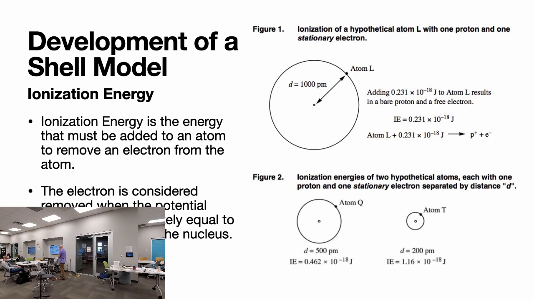Okay, so here's our scenario. We've got 3 atoms here: atom L, atom Q, and atom T. In atom L, there's a distance between the nucleus, which has 1 proton, and 1 electron. The distance between them is 100 or 1,000 picometers.